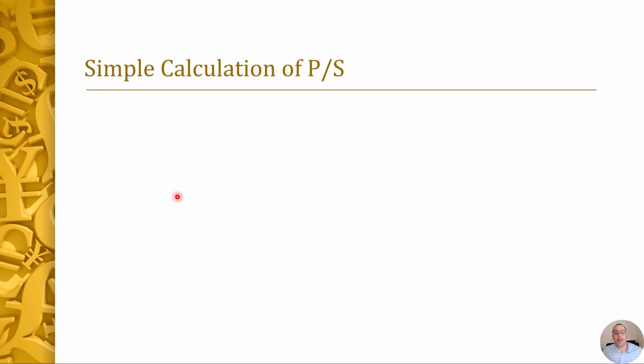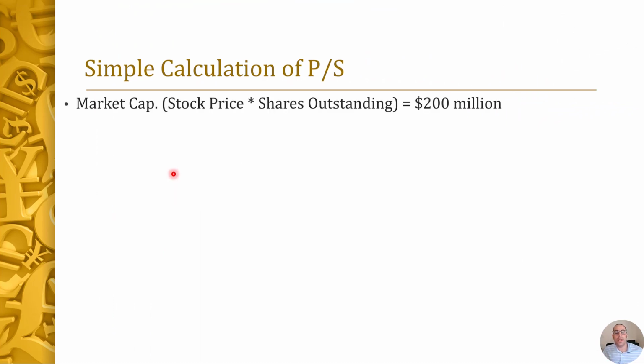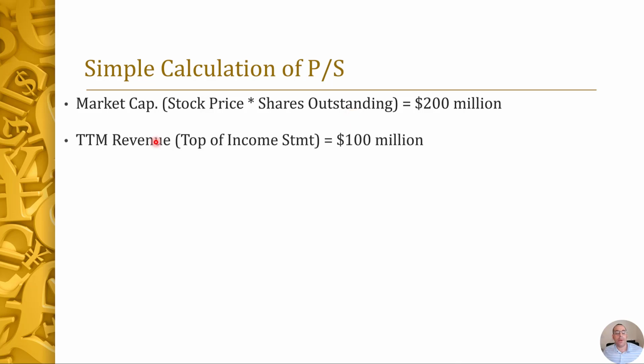Let me show you a simple calculation. You only need two numbers to calculate the price to sales. The first is the market cap. You can find this on any financial website. If you want to calculate it, it's the stock price times the shares outstanding. And let's say in this example, it's 200 million for the company we're looking at, meaning the market values this company at $200 million. And we want to take the revenue for the past 12 months.